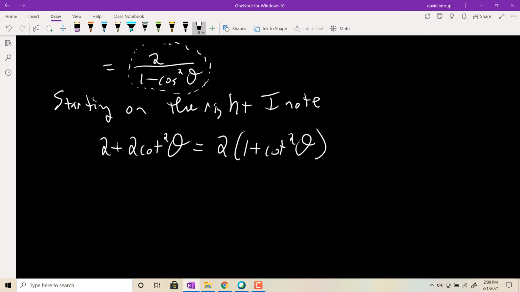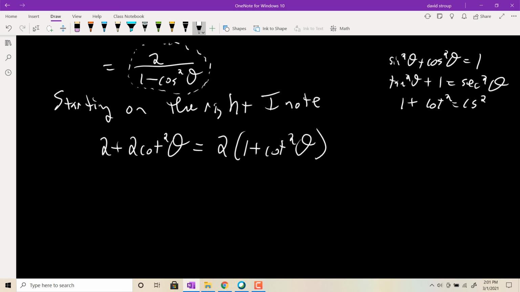With the Pythagorean identities, you may have to go back and re-engineer them. Hopefully you know this one: cosine squared plus sine squared is 1. If you divide them all by cosine squared, you get tan squared plus 1 is secant squared. That's not going to help. If you divide them all by sine squared, you get 1 plus cotan squared. That's the one we need, right? So I can do a substitution for 1 plus cotan squared, and I end up with 2 times cosecant squared theta.